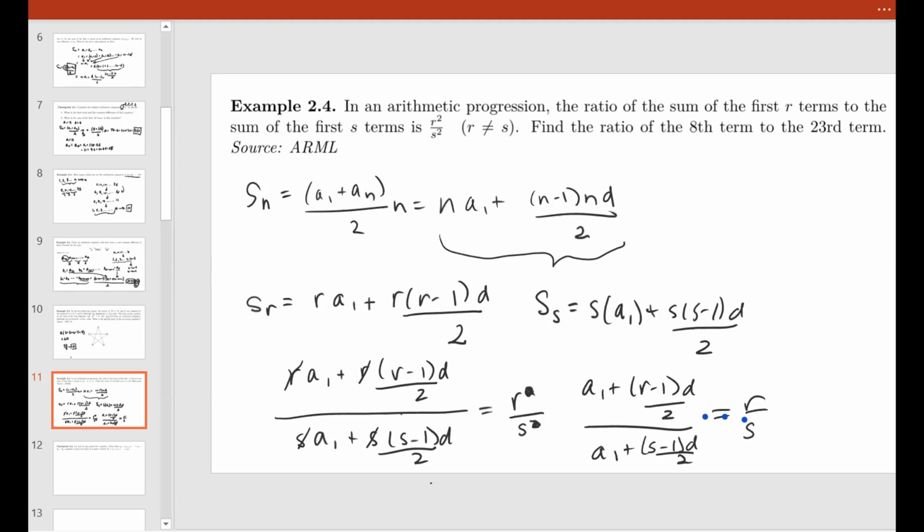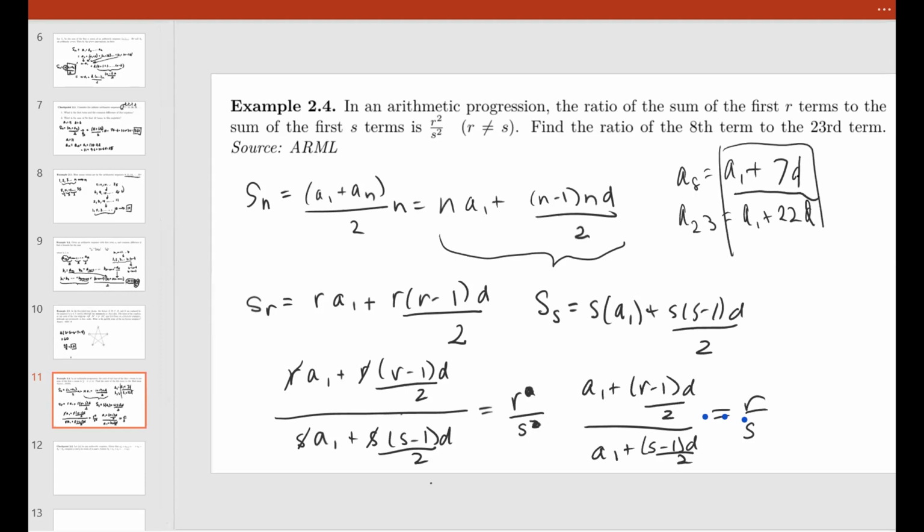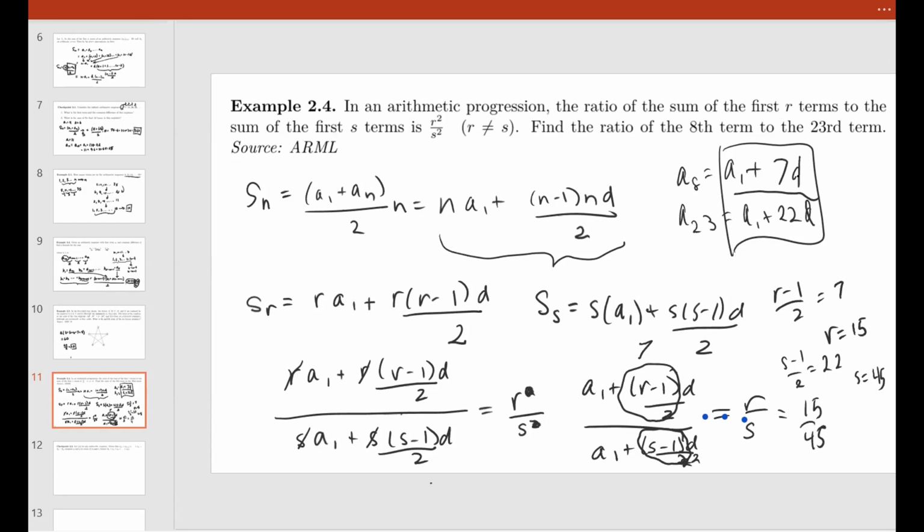The problem wants us to find the ratio of the 8th term to the 23rd term. By the definition of an arithmetic sequence, the 8th term is a1 plus 7d, and a23 is a1 plus 22d. So we want to find a1 plus 7d over a1 plus 22d. Basically we want (r minus 1) over 2 to be 7, and (s minus 1) over 2 to be 22. If (r minus 1) over 2 is 7, then r is 15, and if (s minus 1) over 2 is 22, then s is 45. So we have 15 over 45, which simplifies to 1/3.